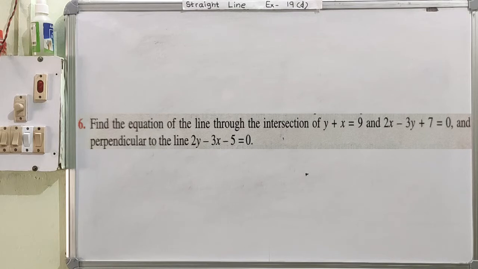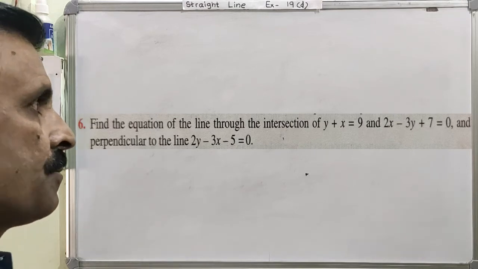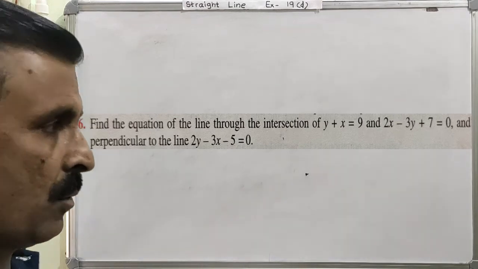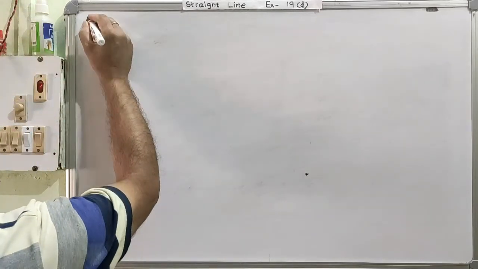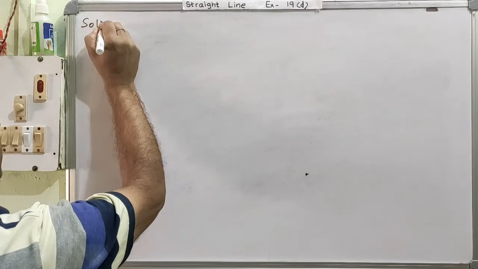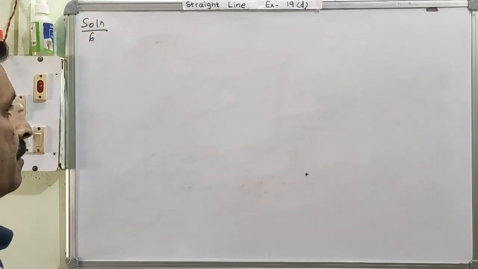So if you compare question number 6 with question number 5, both are exactly same with a minor difference. The minor difference is, in the previous question, the line that you calculated was parallel to the third line, and this time this line is going to be perpendicular. So only there's a difference in the slope. Is it okay? So once again we will process this question in the same way. Solution of question number 6.